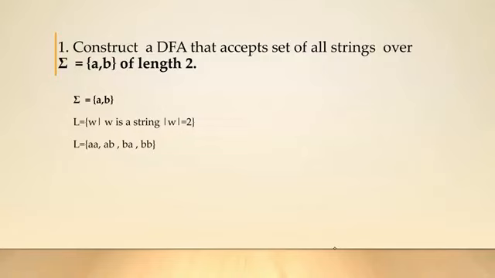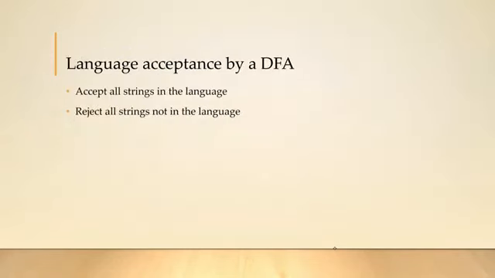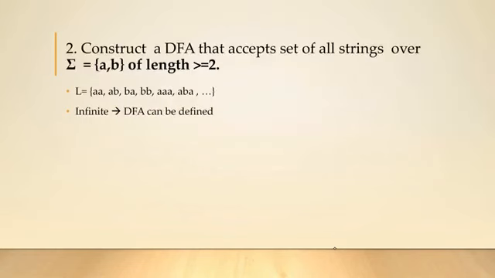We'll have the next problem. Construct a DFA that accepts a set of all strings over sigma equal to {a, b} of length 2. This is the problem which we did now, so we'll go for the next problem. Construct a DFA that accepts a set of all strings over sigma equal to {a, b}, length is greater than or equal to 2.